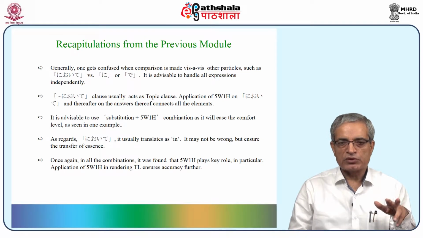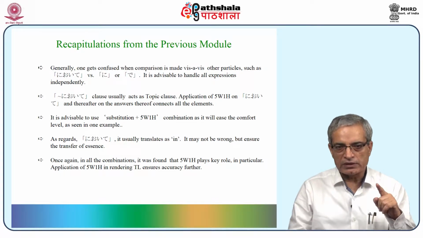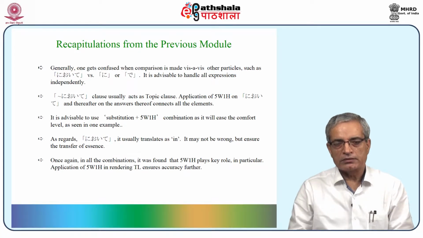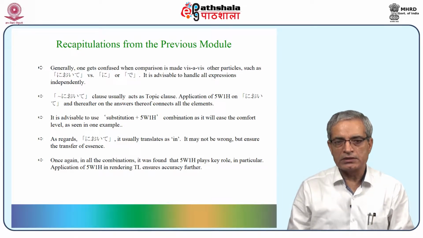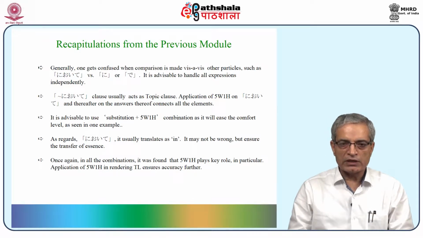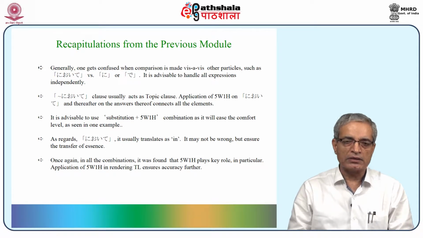This is the recapitulation from the previous module, and I think I'll have to request Saurabh to read it out because I'm not able to read it very clearly. Wherever I'm stuck, please help me. Generally, one gets confused when comparison is made vis-a-vis the other particles such as ni oite versus ni or de. It is advisable that you should handle one expression at one time. That is, each expression should be handled independently and it should not be mixed with anything else.